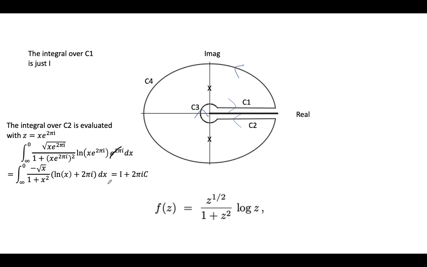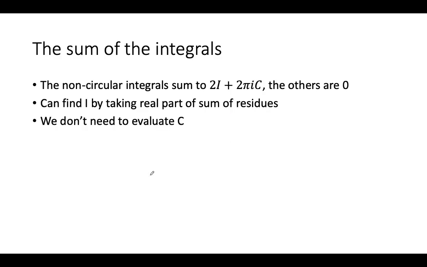Well, let's see. This integral here, 0 to infinity of root x over 1 plus x squared, that's some real number, right? There's no funky stuff going on here. So that's just some number c. I'm just calling it c, and you'll see why in a minute. Since we said that all four integrals sum to 2I plus 2 pi i c, you can find I because we're going to take the real part of the sum of the residues. That's just going to be I, because this is completely imaginary. You don't need to evaluate c. Even though the question said we might have to, we actually don't.